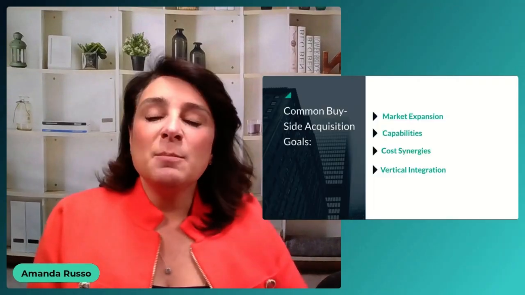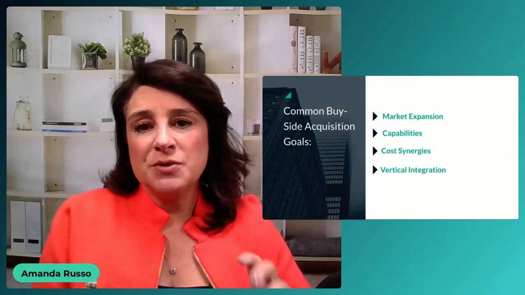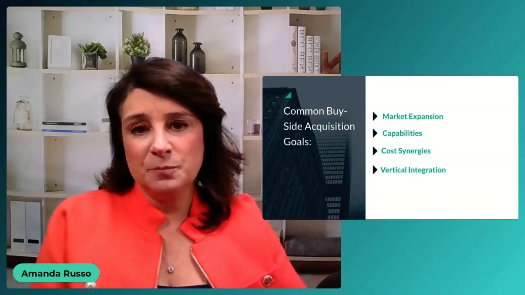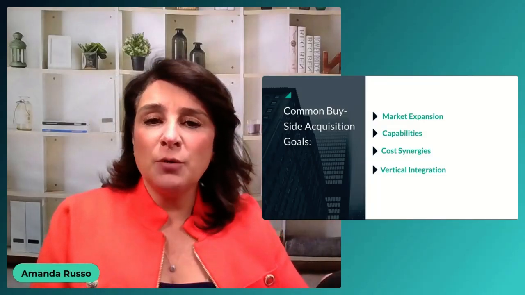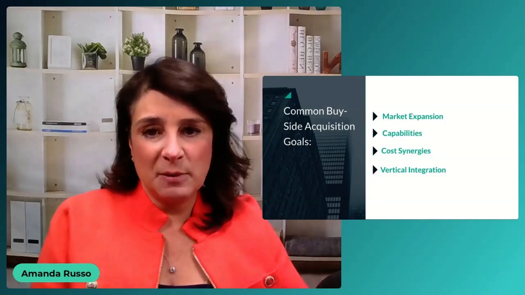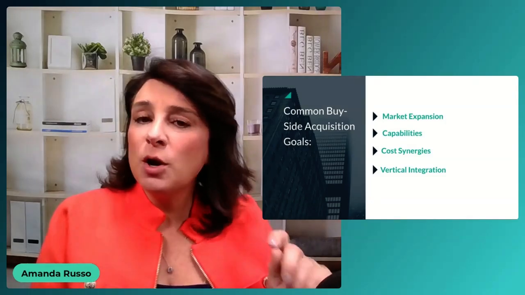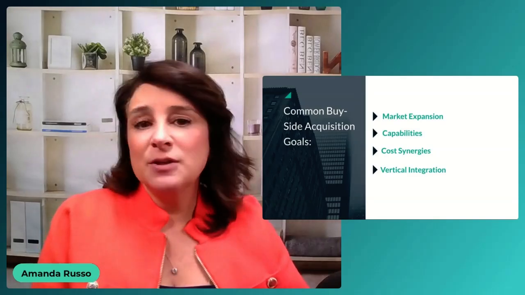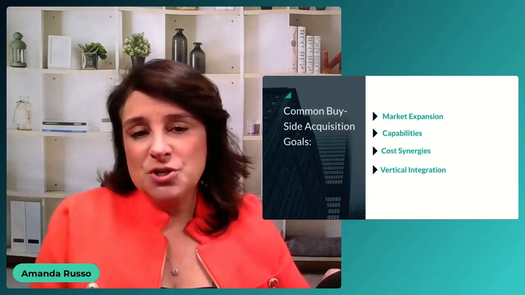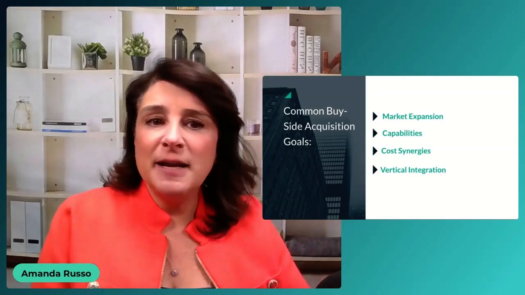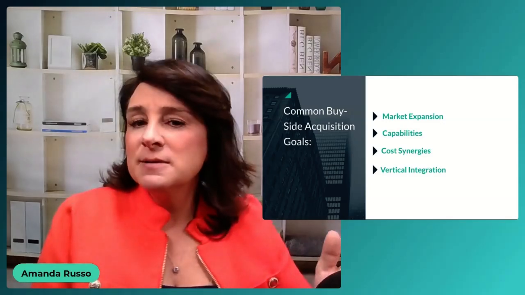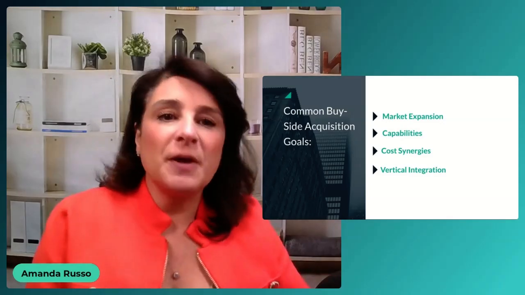Are you expanding into new markets, gaining key capabilities, seeking cost synergies, or maybe you want to grow your market impact? Okay, so let's quickly go through some of these. Some of the most common buy side acquisition goals typically look like market expansion. You're either entering into new geographies or customer segments, expanding your capabilities. Maybe you want to acquire intellectual property, technology, or expertise. Cost synergies. That's like reducing overhead and increasing efficiency. And vertical integration. That's strengthening your supply chain.